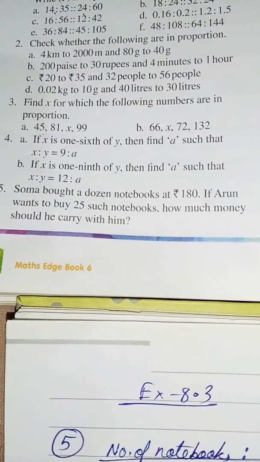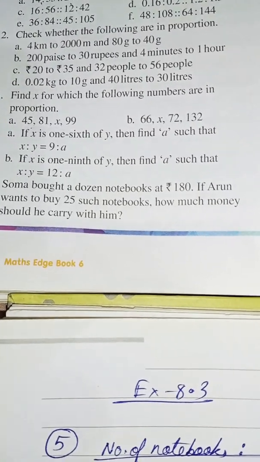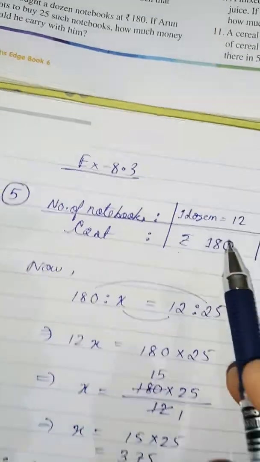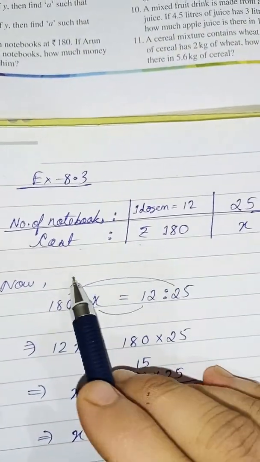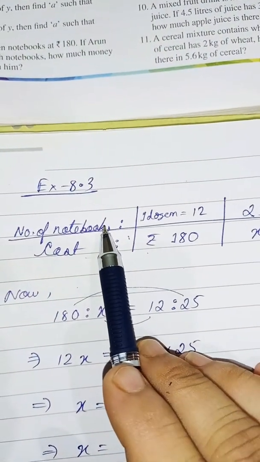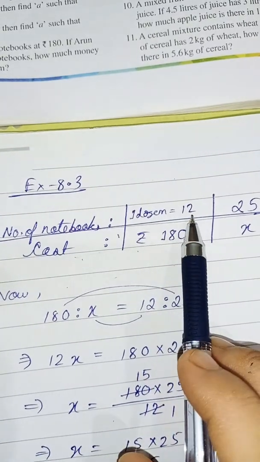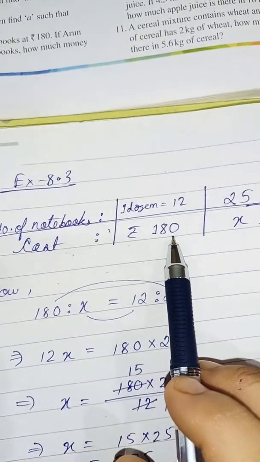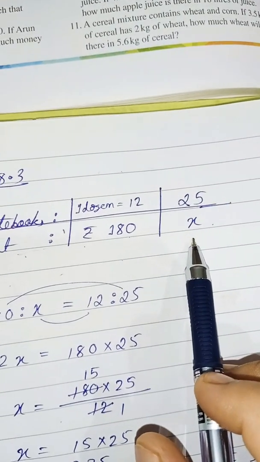I have already explained this while explaining proportion: if the number of something increases, then the cost also will increase. So I can make a chart like this, or you can simply write: let the cost of 25 notebooks be x. I made a chart here, number of notebooks and cost. In the first case, 1 dozen notebooks, that is 12 notebooks, cost rupees 180. You have to find the cost of 25 notebooks, which I have considered to be x.